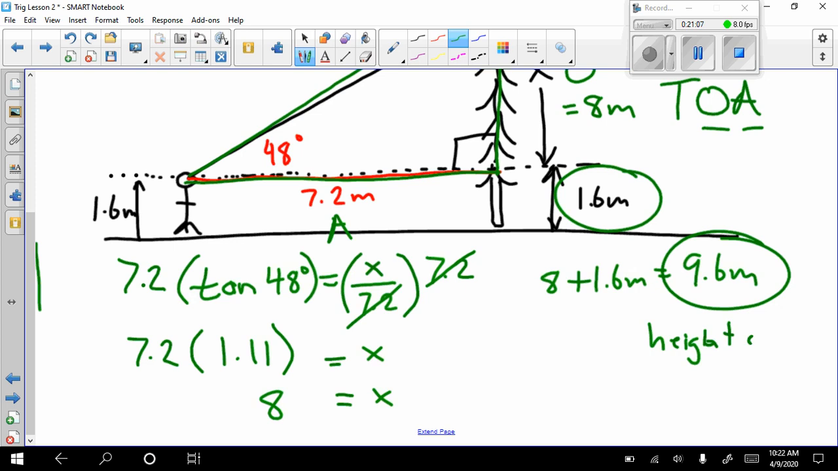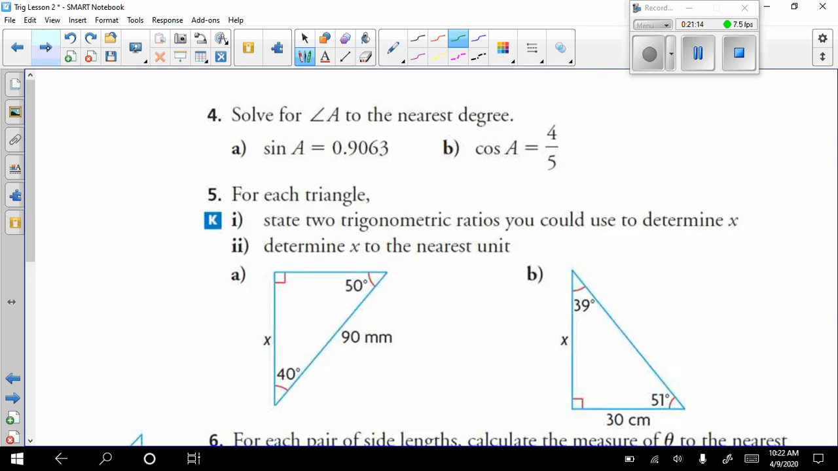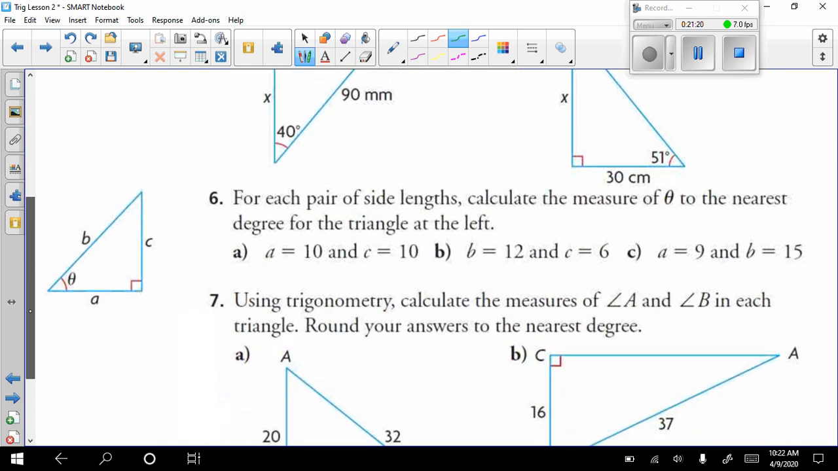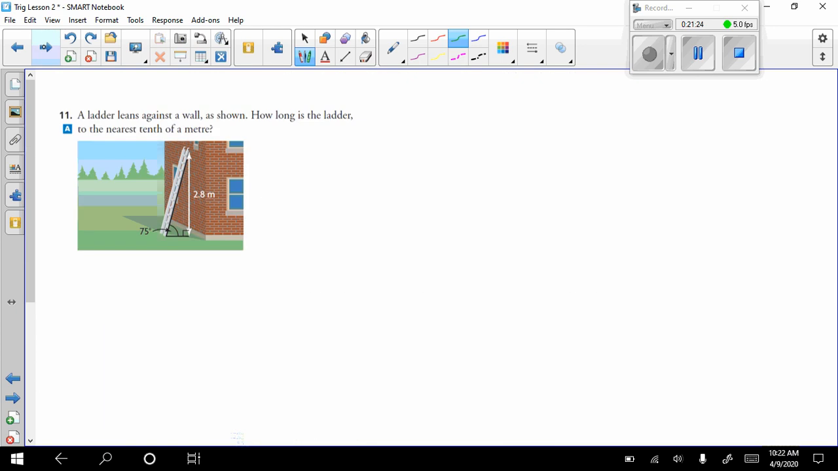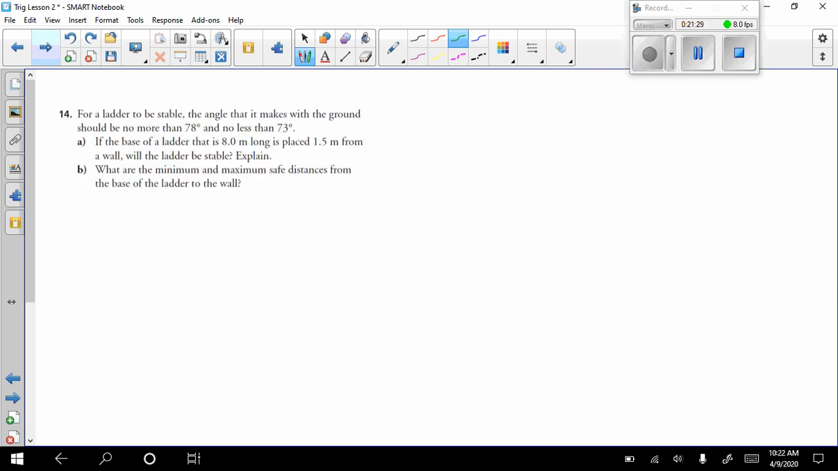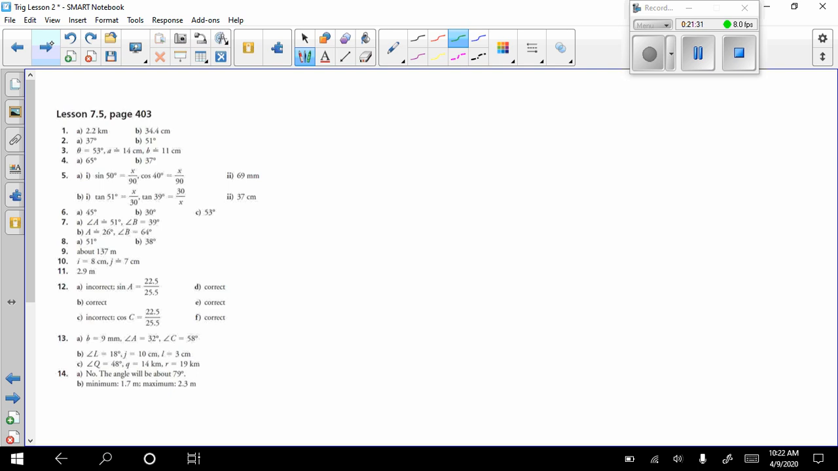Height of tree. Okay, so your homework is here. You can see that I've given you the questions right here. You're doing 4, 5, and 7. You're also doing 11, which I've indicated there, and 14. And I've also given you the answers from the back of the book. So as you do them, you can quickly check the answers. They're right here on the slides with you. All right, good luck, you guys.